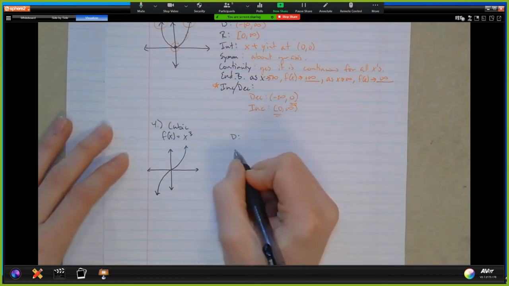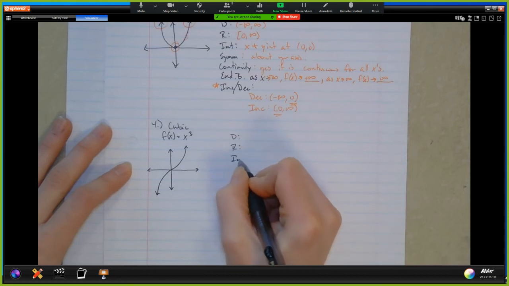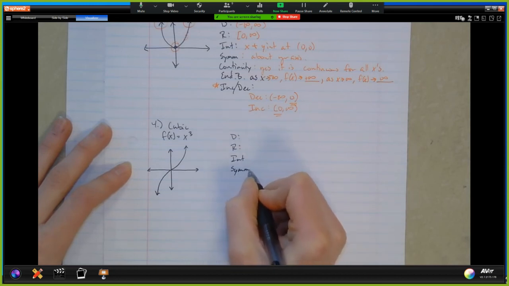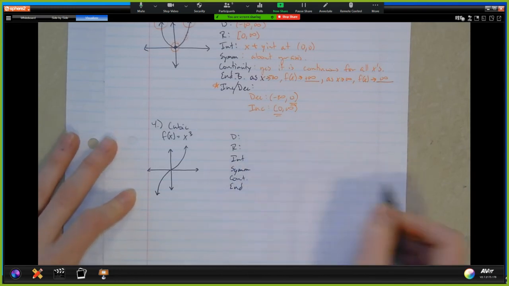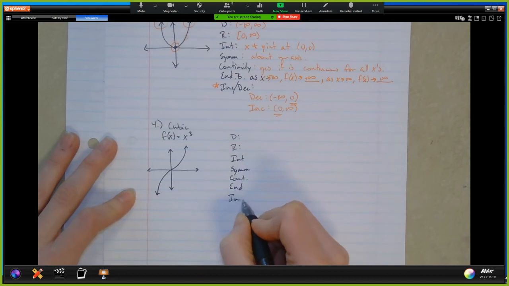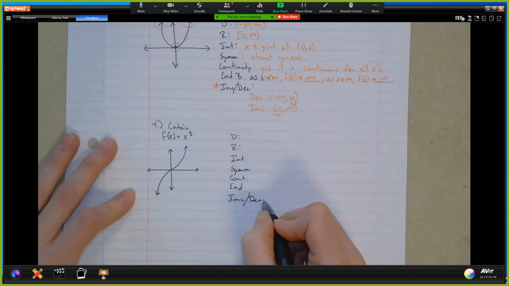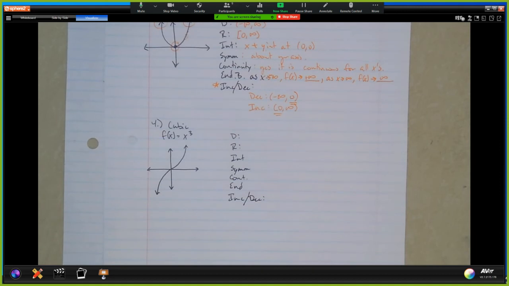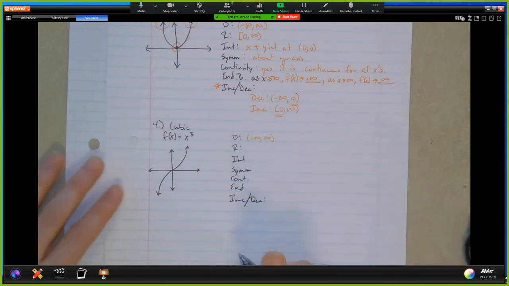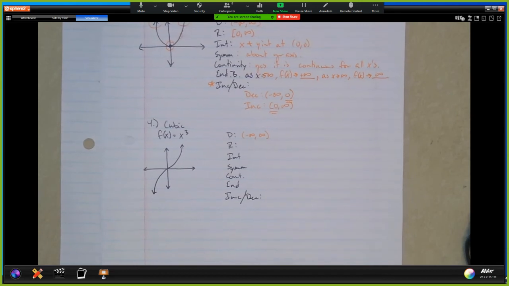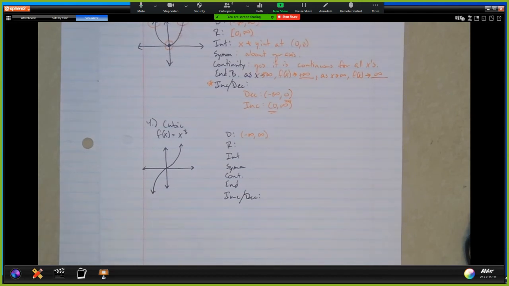Domain. So we want to think about domain, range, intercepts, symmetry, continuity, and behavior. I can make it fit on one. I'll make myself. Increasing, decreasing. Is the domain in this case still negative infinity to infinity? Just like we've had so far? Yes. So negative infinity to infinity. Or the domain is, you can say in set builder notation, the set of all real numbers, set of x, such that x is all real numbers.